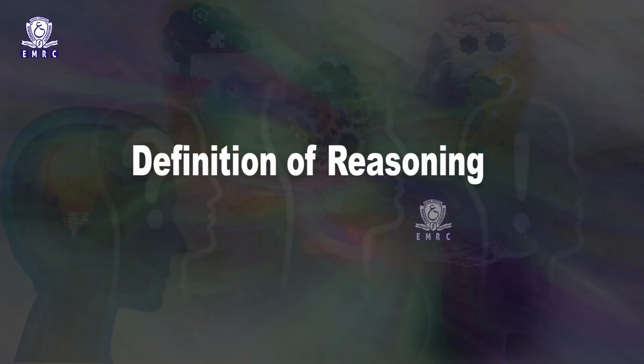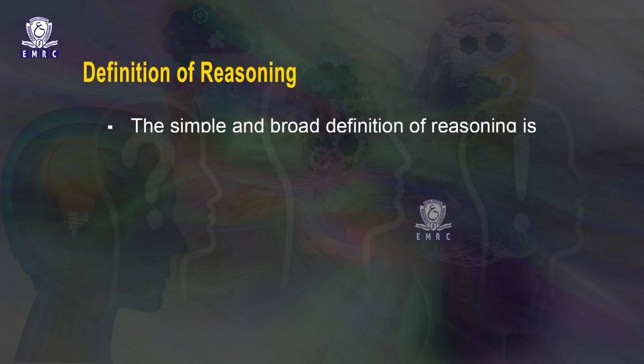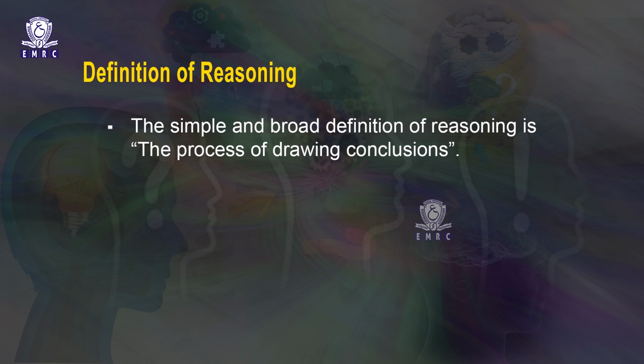So, before getting to know about the different types of reasoning and the logical statements of reasoning, let's first try to understand the definition of reasoning. The simple and broad definition of reasoning is the process of drawing conclusions, which means reasoning helps us to draw conclusions with the information available to us.